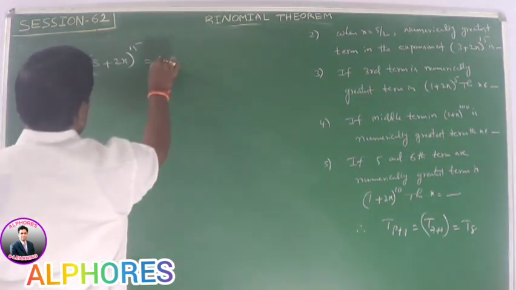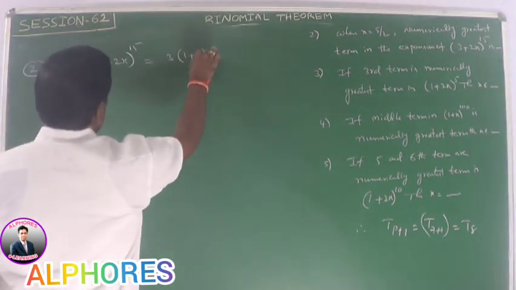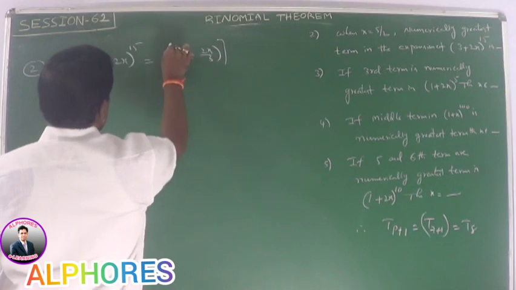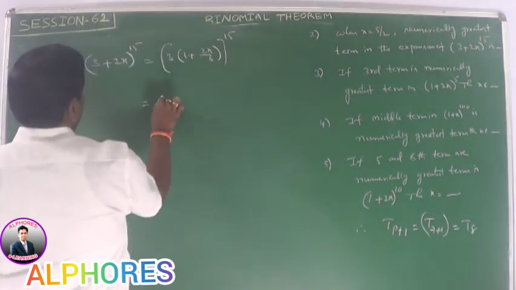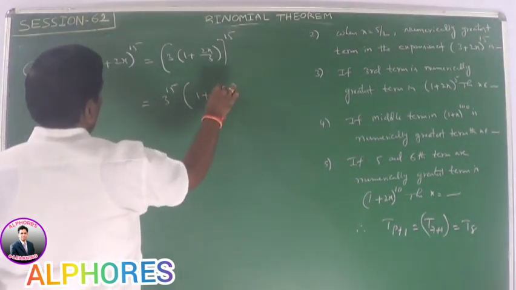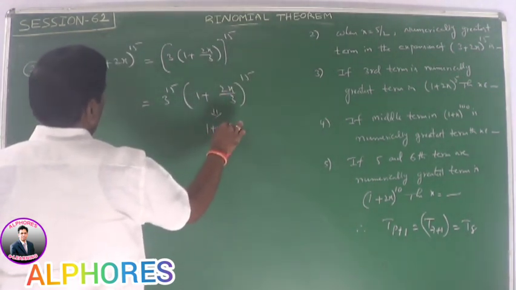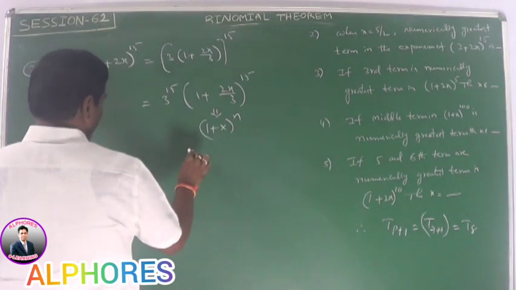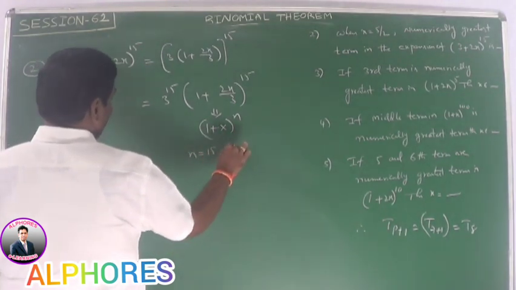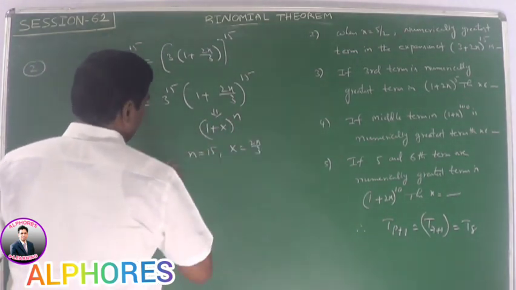That means 3 is the common term: 3 of 1 plus 2x by 3 whole power 15. That means 3 power 15 into 1 plus 2x by 3 whole power 15. Now it is in the form of 1 plus x whole power n. Here what is the value of n? n is equal to 15. Capital X is equal to 2x by 3.